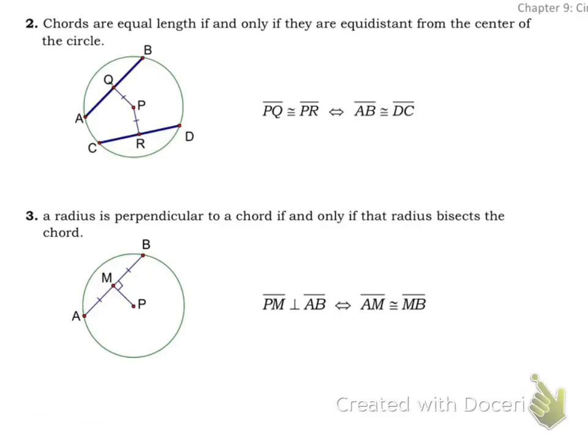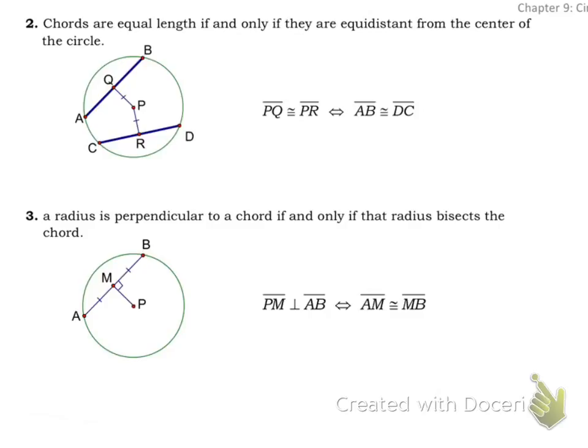Okay, our second one is: chords are equal length if and only if they are equidistant from the center of our circle. So AB is congruent to CD if and only if this distance is the same as this distance. So that works in both directions. If I ever draw two chords on a circle, and I say that this distance is the same as this distance, you can automatically know that AB is congruent to CD.